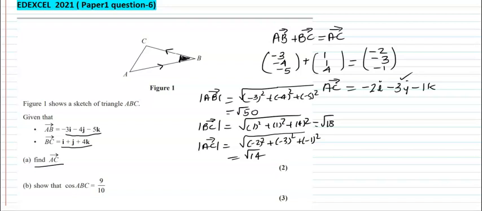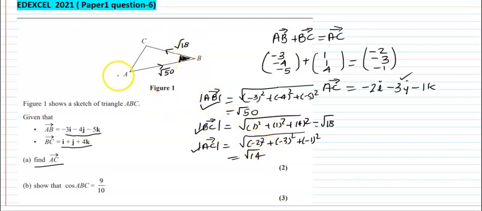So now we have got AB, BC, and AC. So we can write down here, modulus of AB is root 50, modulus of BC is root 18, and modulus of AC is root 14. And you need to find cos of ABC.